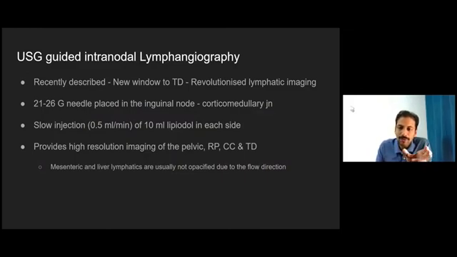And there is again a limitation. If you are using lipidol as a contrast, there is a limitation on the volume of lipidol which can be used on each side. Here, both sides are utilized. Right and left inguinal lymph nodes are targeted, and we inject contrast into those lymph nodes. On each side we should not exceed more than 10 ml of lipidol. This is a very good imaging modality. It provides very high resolution imaging of the pelvic and retroperitoneal lymphatics, cisterna chyli, and the thoracic duct. In fact, it maps out the entire central lymphatics, on which we can plan our therapeutic interventions. Again, it is important to note that in a normal individual, the mesenteric and liver lymphatics are not usually opacified because the direction of flow is different in those areas.